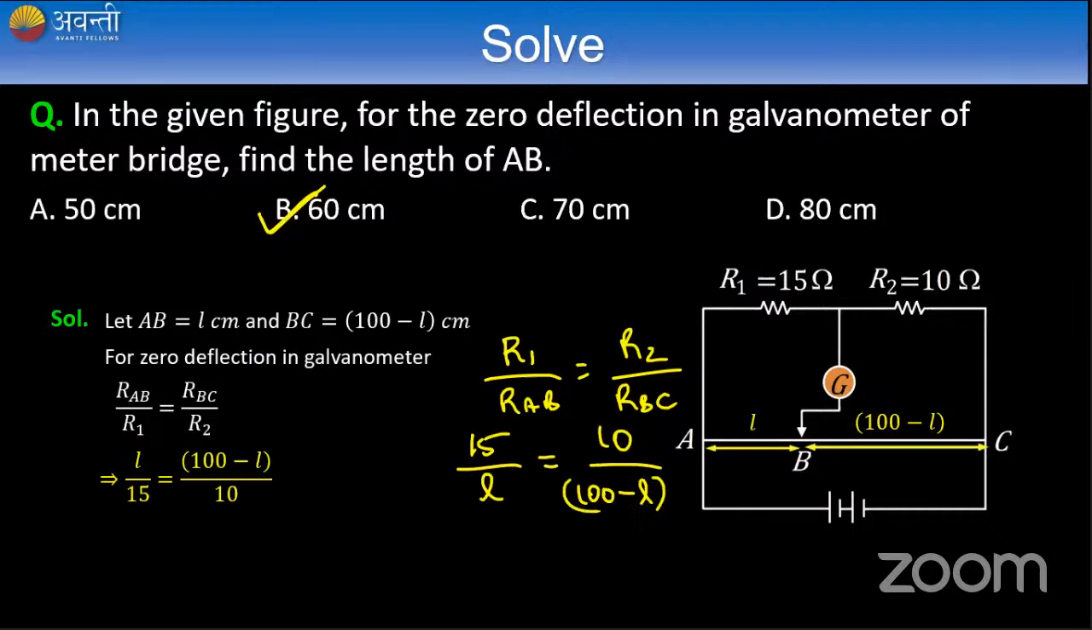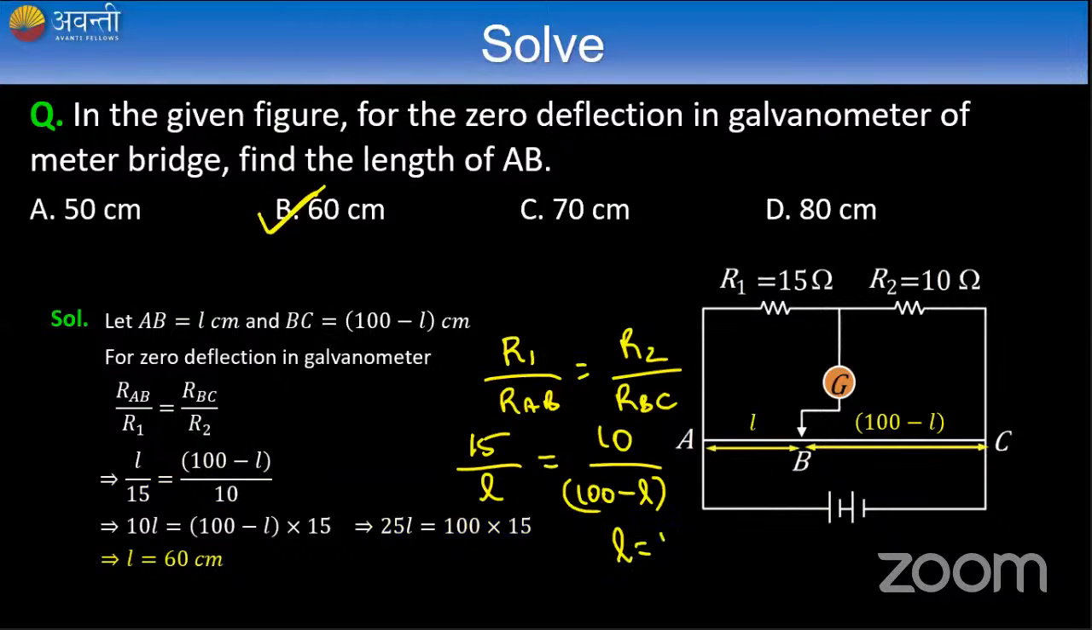Please try to solve this. You'll get 1500. Cross multiplying, you'll get 10L is equal to (100 minus L) into 15, that is 25L is equal to 1500. So from here, L is equal to 1500 divided by 25. This is 60. So L is equal to 60 centimeters. This is the answer. Yes, guys, got it?